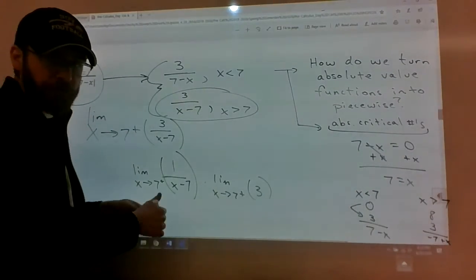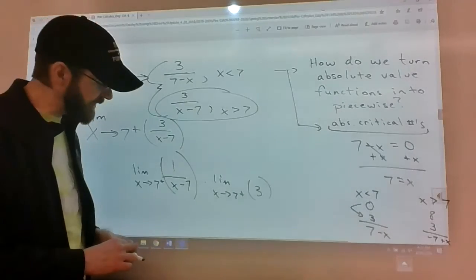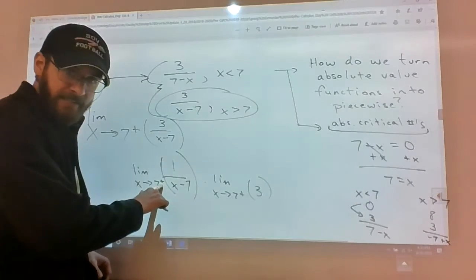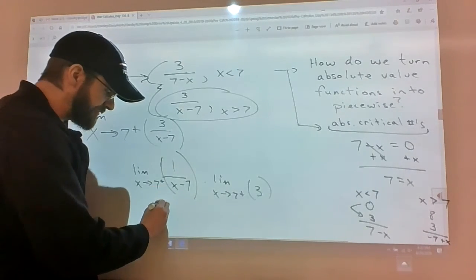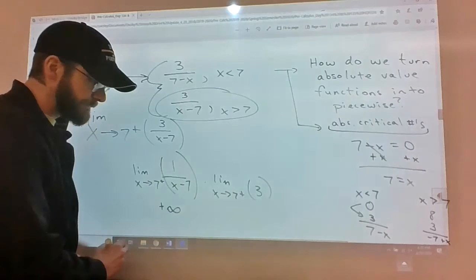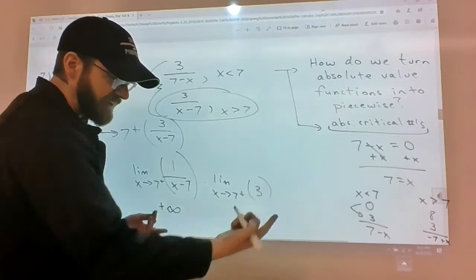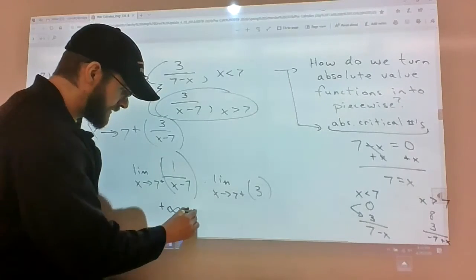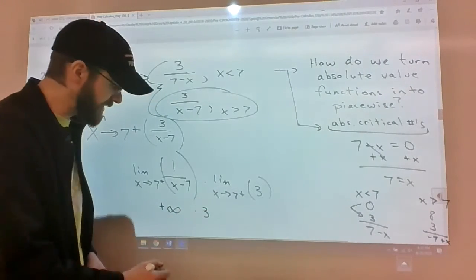So if you'll recall from earlier in the notes on one of those previous videos, from the right is going to be positive infinity. I can't plug 7 in anywhere. That just means it's 3. So it's 3 times infinity.